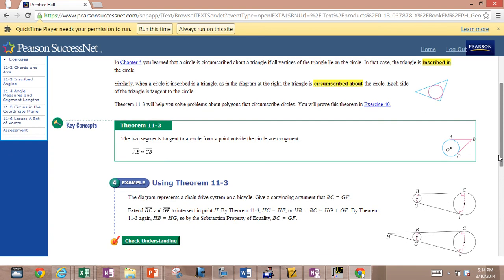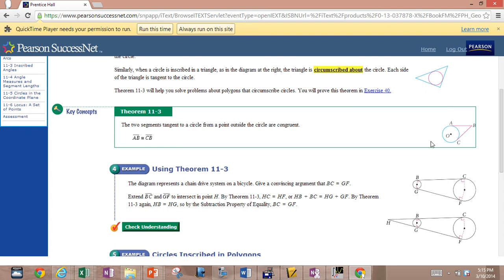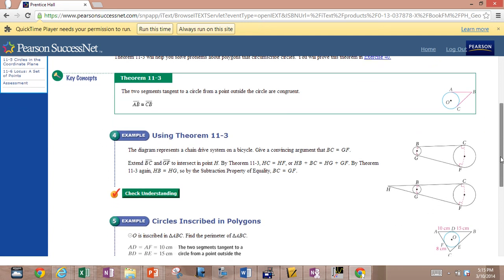Theorem 11.3, we're going to demonstrate this. I want you to think about how you're going to demonstrate this and prove it with Sketchpad tomorrow, okay? Don't forget what it says. Two segments tangent to a circle from a point outside the circle are congruent. In other words, these two segments are tangent at two different points, and they meet at some point out here, and their lengths are going to be equal. We're going to ask you to prove that via Sketchpad tomorrow, okay?